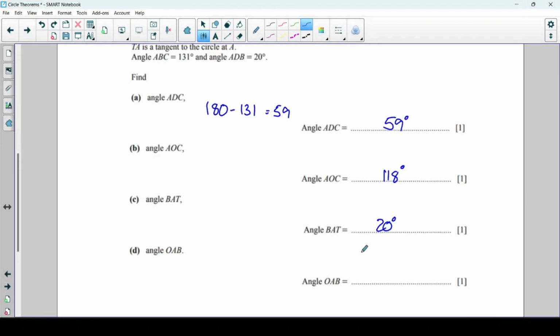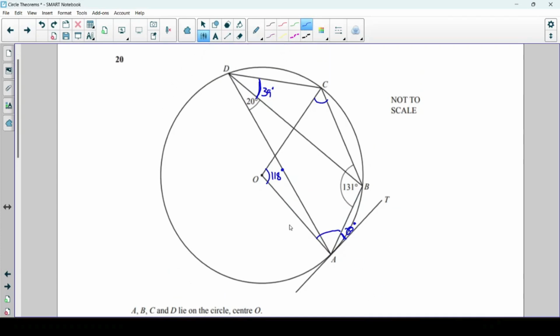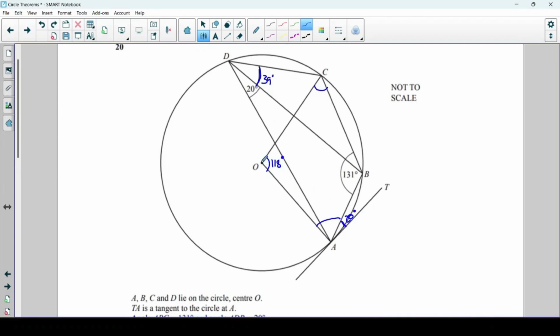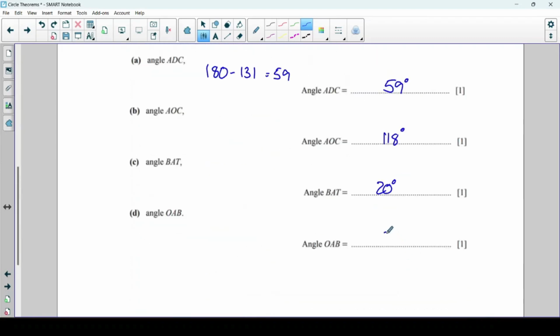Finally, in this question, we're asked for angle OAB. So OAB is here. So it's this angle we're looking for. And here it's just important not to forget that actually this is the centre of the circle. And the angle between the tangent and the radius is 90 degrees, so if this one here is 20, that remaining part there is 70 degrees because they've got to add up to make 90. So that last one, easier than it looks at first.